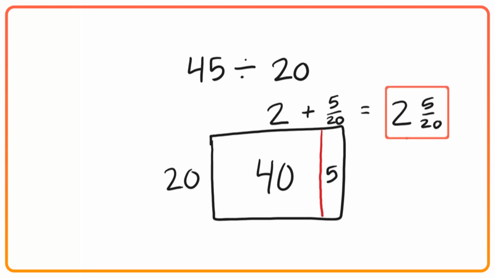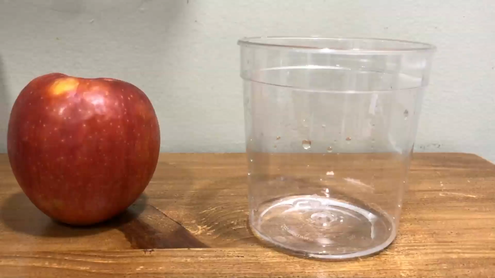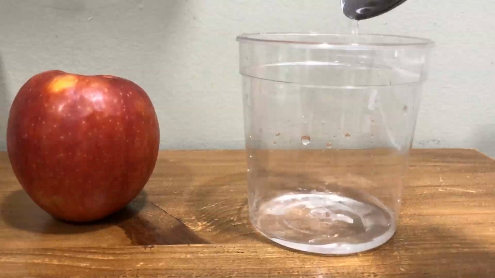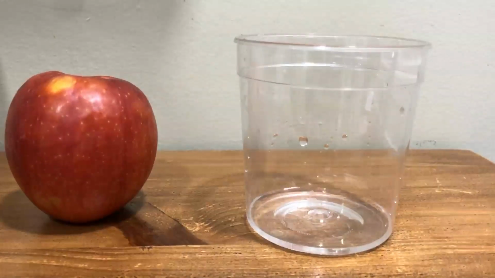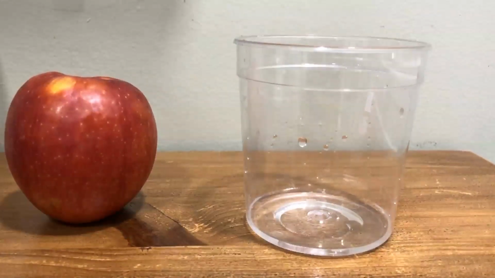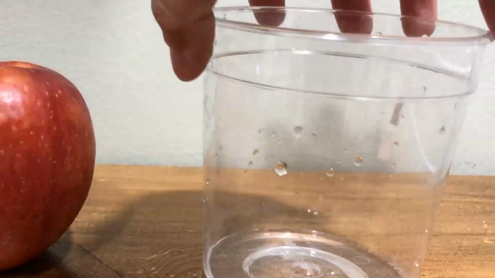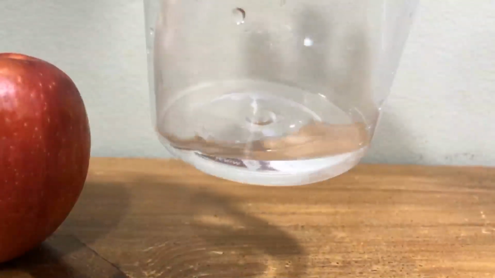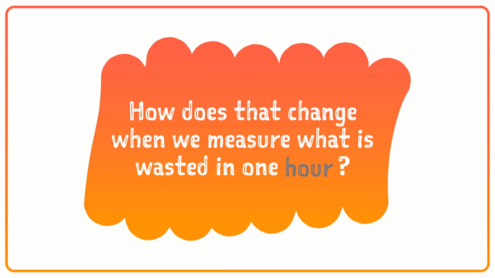In 1 minute, the kitchen faucet leaks 2 and 5/20ths milliliters of water. We can estimate that to be about 2 milliliters. This is what it looks like. It is easy to see 2 milliliters as a small amount. However, how does that change when we measure what is wasted in 1 hour?